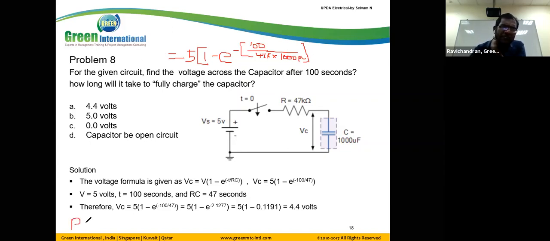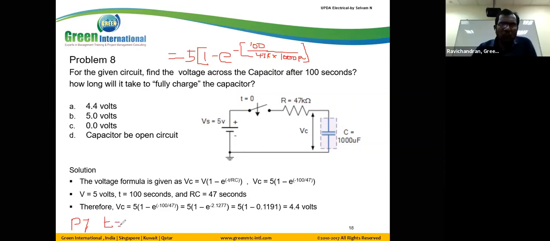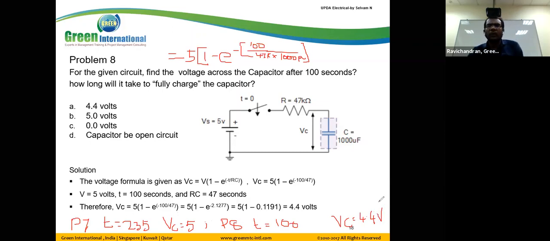In problem 7, T is equal to 235, and capacitor voltage VC is equal to 5. In problem 8, T is equal to 100 seconds, VC is equal to 4.44. Okay. In problem number 8, at T equal to 100 seconds, the capacitor charging voltage is 4.44 volts.